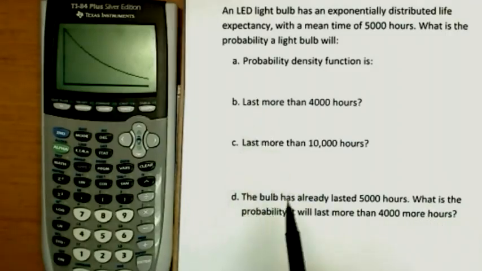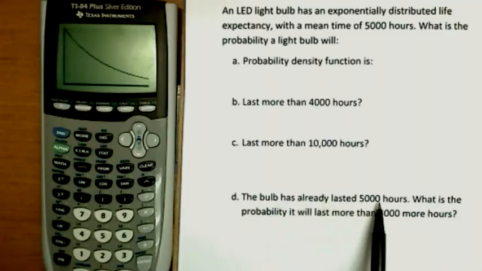We're going to compare this. What do you think? A fresh bulb lasting 4,000 hours, or one that's 5,000 hours old lasting 9,000 or more, so that it runs another 4,000 hours?